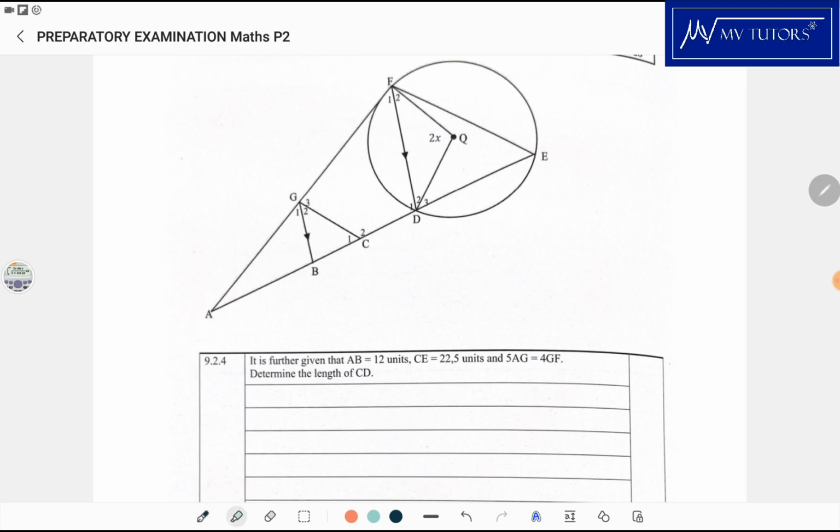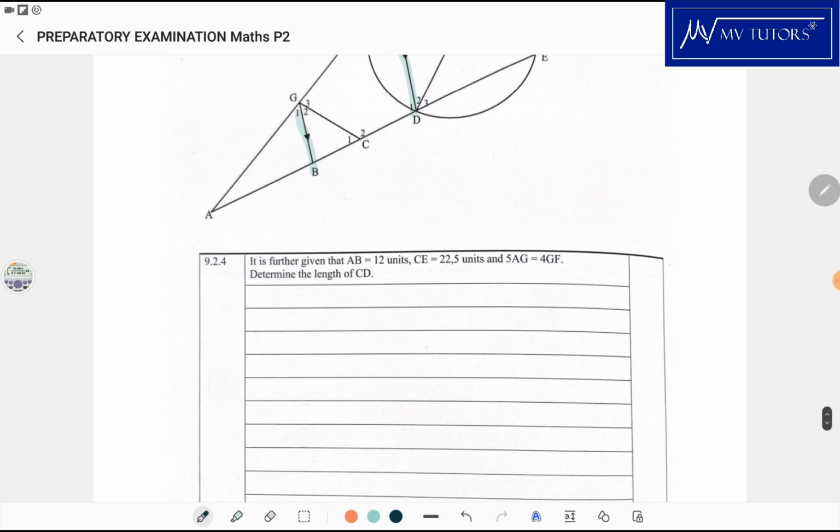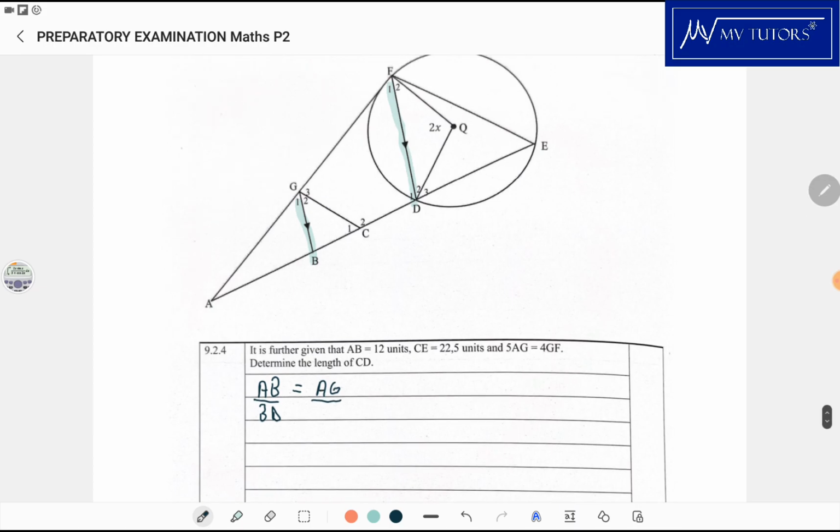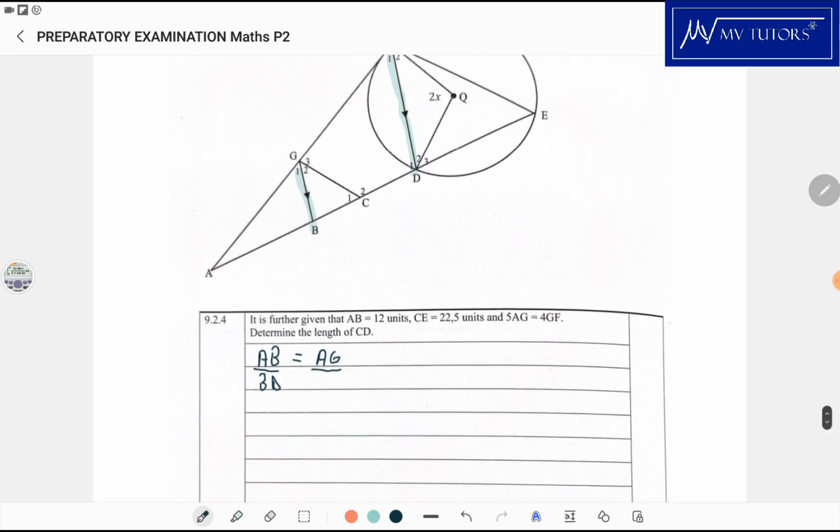So remember, we established that actually the parallel lines, these ones, give us that AB over BD is equal to AG over GF, just like that. Remember, we use that.